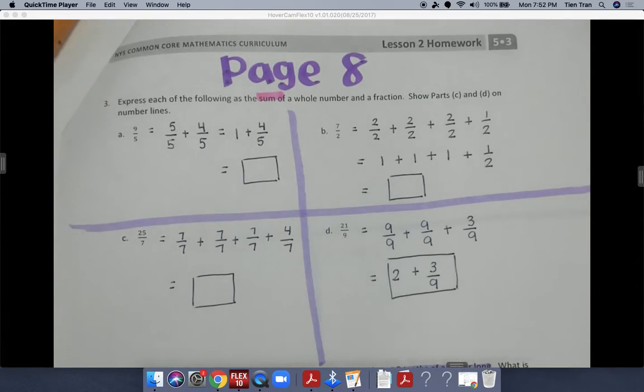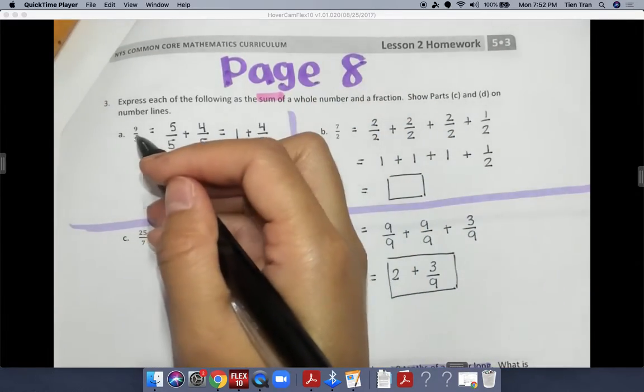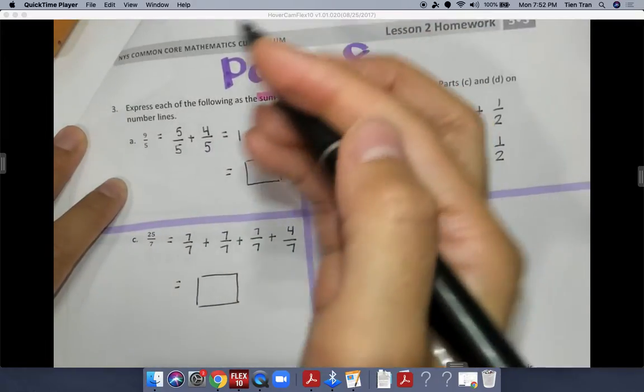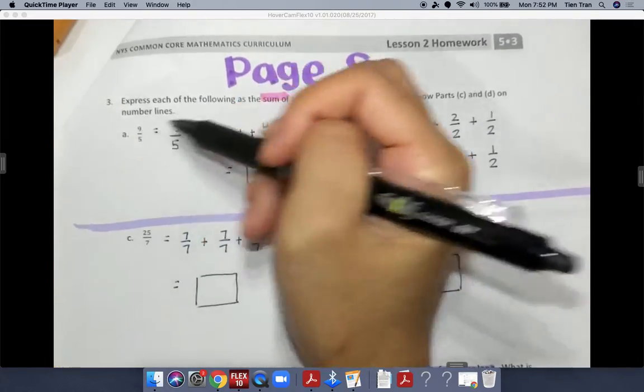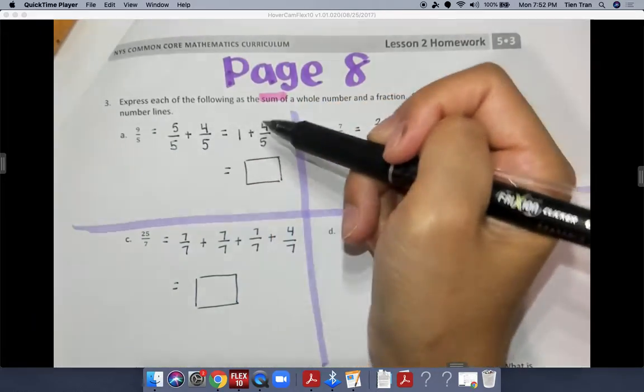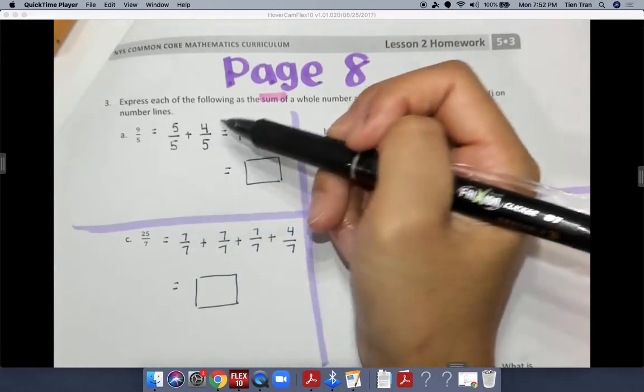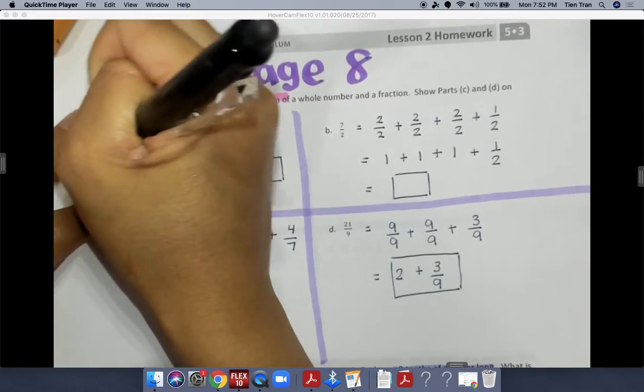So we have 9 fifths, and you can split that into 5 and 4, because 5 and 4 makes 9. So we have 5 fifths plus 4 fifths. So let me show you.